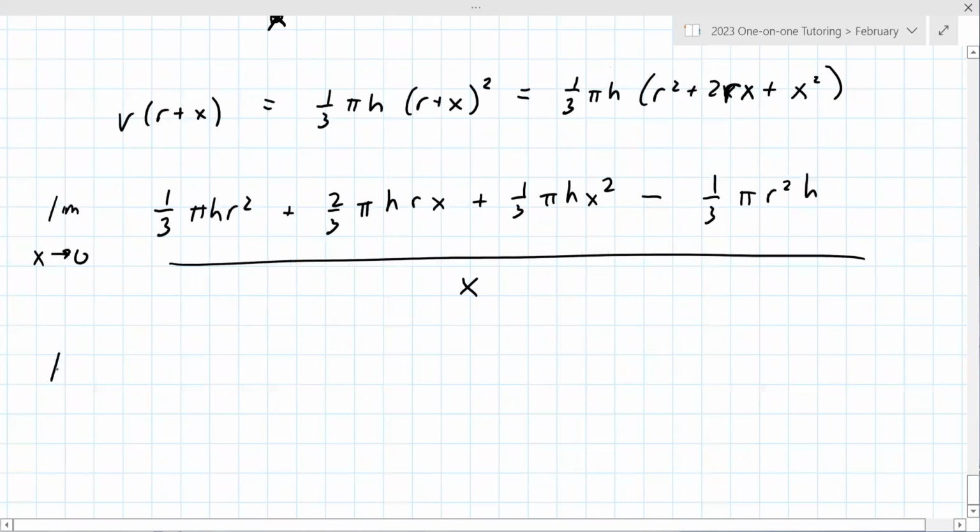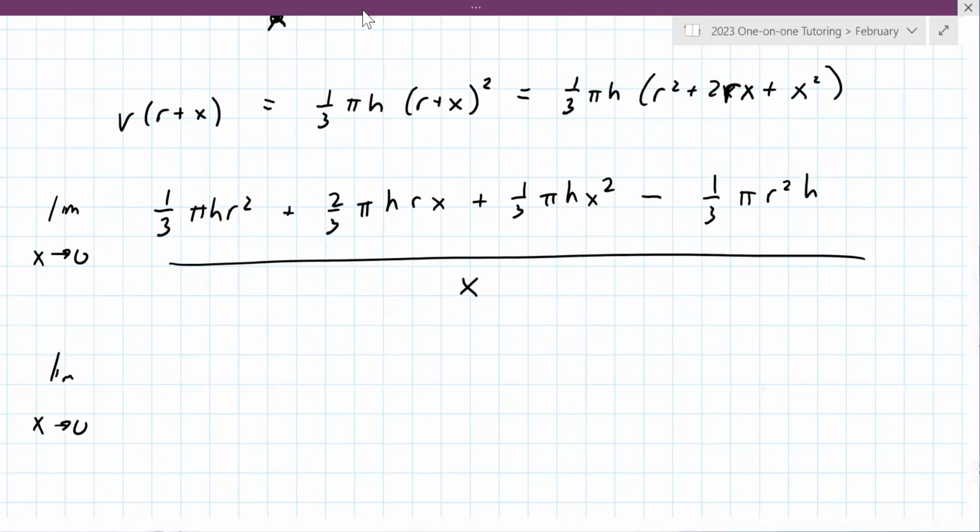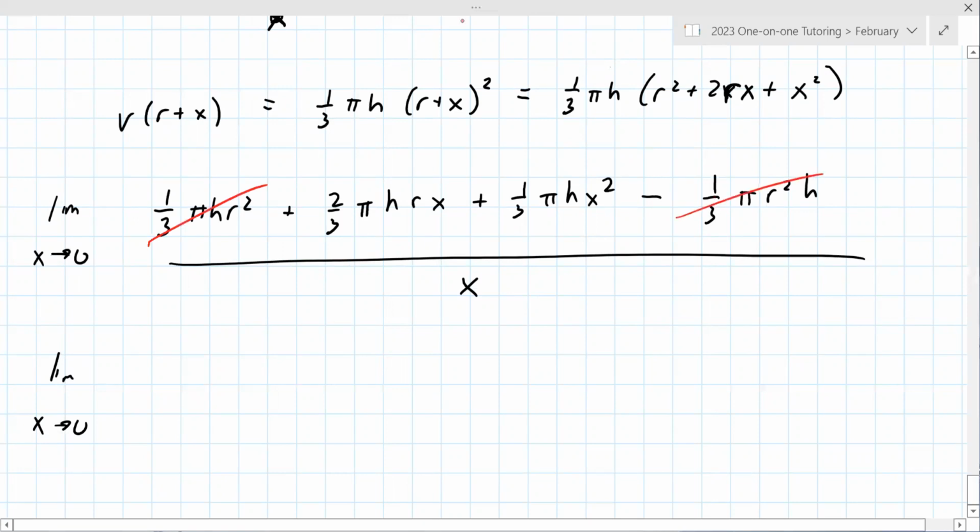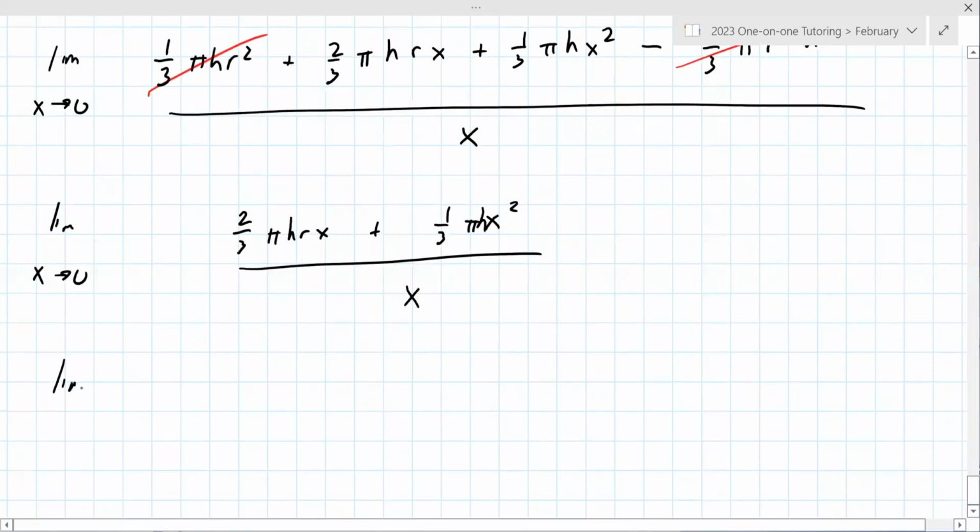All right, this is kind of a mess. Limit as x goes to 0, so that these two cancel, and you're left with 2/3 pi h r x plus 1/3 pi h x squared, all over x. And then you cancel x, leaving 2/3 pi h r plus 1/3 pi h x. That's a lot of stuff.